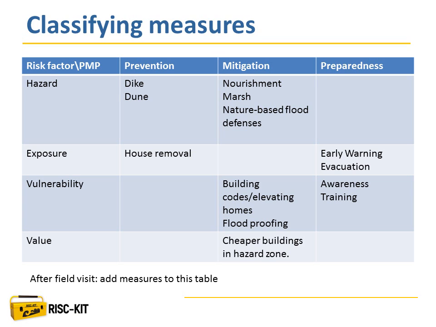If you want to reduce the exposure, you can even remove houses that will completely prevent impacts from happening, or you can implement the preparedness measures such as early warning systems and evacuation. A mitigative effect which affects the vulnerability are building codes or elevating houses or floodproofing. And to reduce the value, you can build cheaper buildings in the hazard zone. This is not a comprehensive list, but this is a way to start mapping measures against classification and the risk factors.